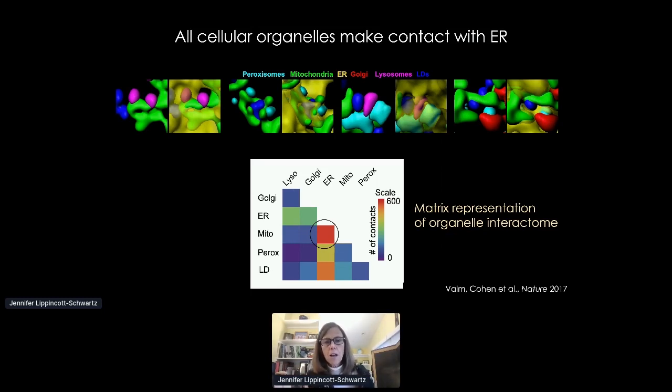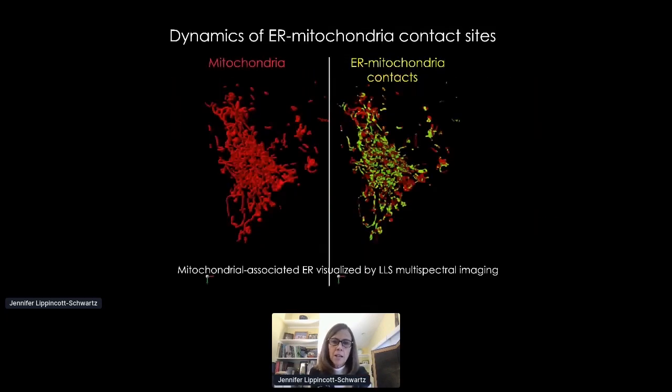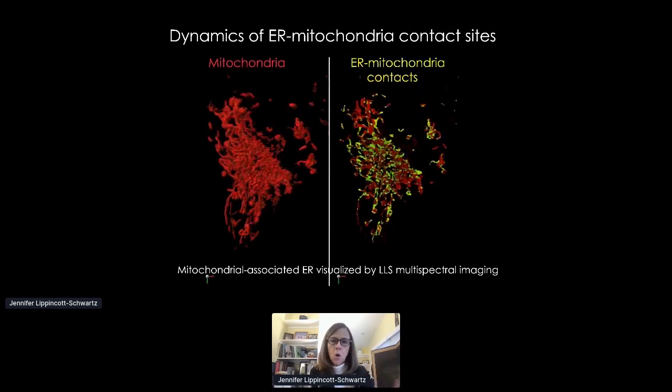Now, there's no question that we now have the capability of doing this using FIB-SEM at a much higher spatial resolution. But what the lattice light sheet dynamics reveals is the dynamics of these contacts, how these contacts are actually being preserved and remodeled over time.